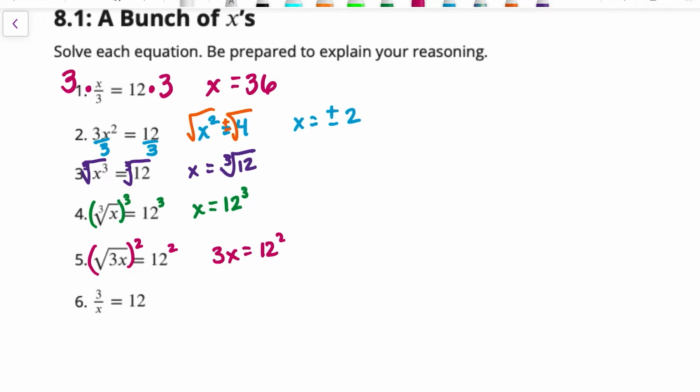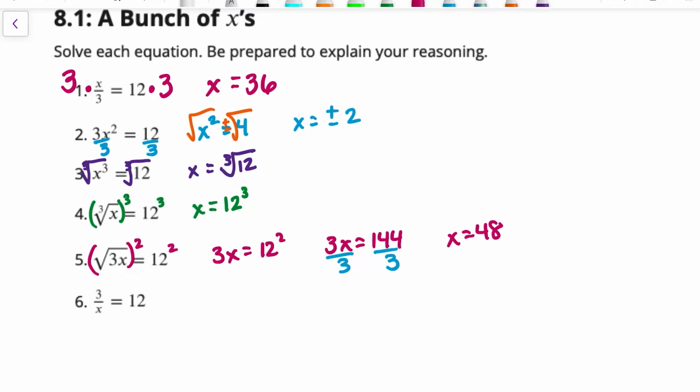And we can simplify that a little bit more. 12 squared is 144. So 3x equals 144. And then we can divide both sides by 3 to undo that multiplication. So then x is going to be 48, because 144 divided by 3 is 48. Sorry.